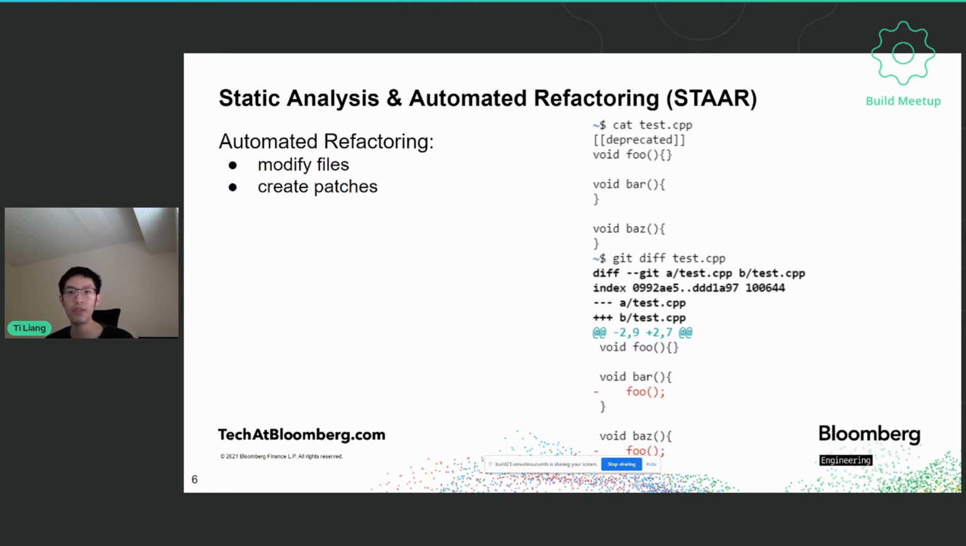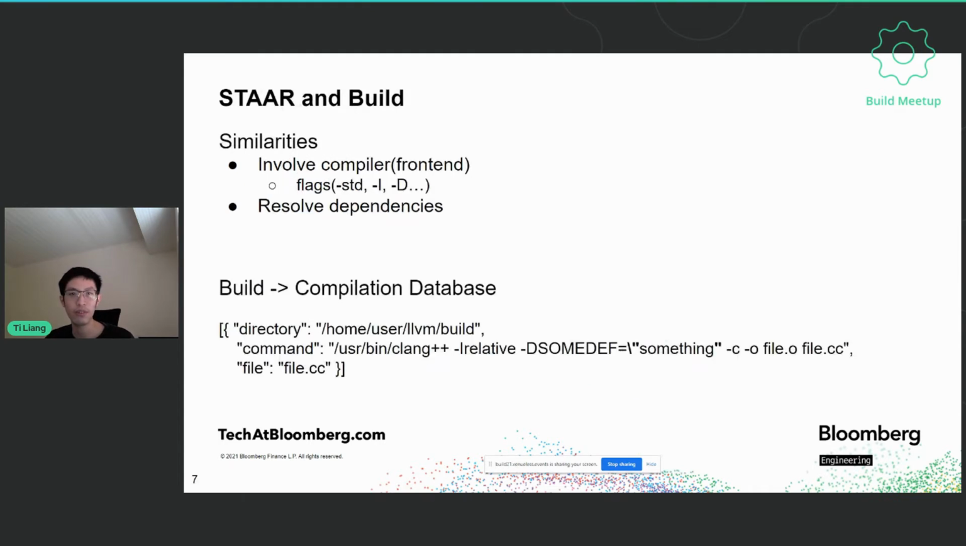By using git diff, we could have a mailbox format patch, and that patch could be sent to the team or could be used to directly open a GitHub PR. So that achieves auto-refactoring. And this is static analysis and automatic refactoring.